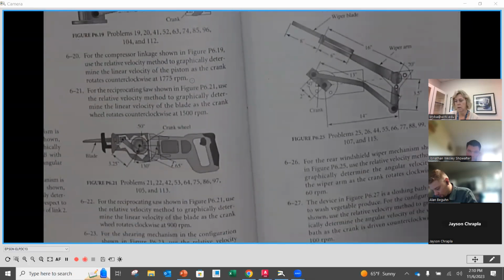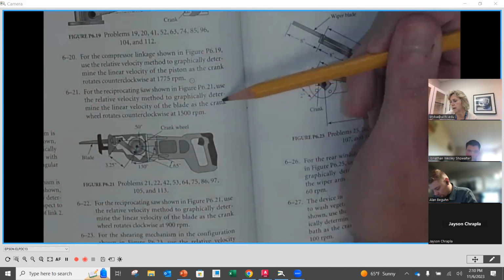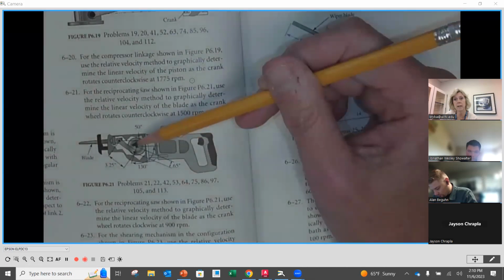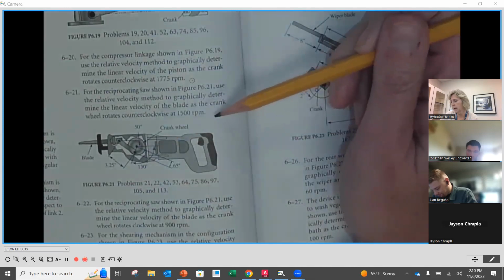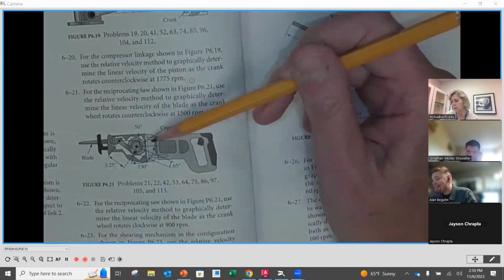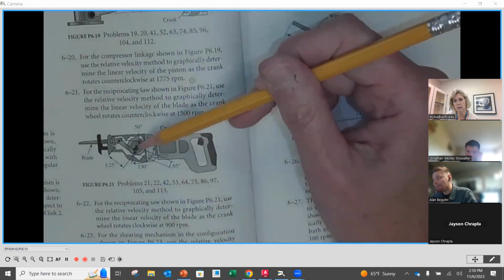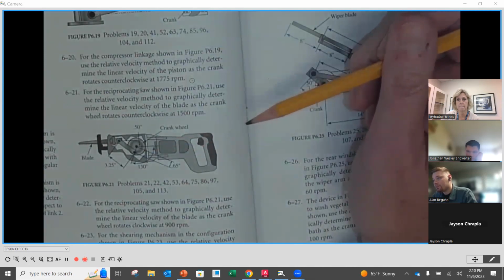21. For the reciprocating saw shown down here, use the relative velocity method to graphically determine the linear velocity of the blade, which is the slider again, okay? As the crank wheel is going to go around counterclockwise, so this way, counterclockwise, at 1500 RPMs. All right, so that's going to be a crank slider or a slider crank mechanism again, like that last problem we did in the handout.